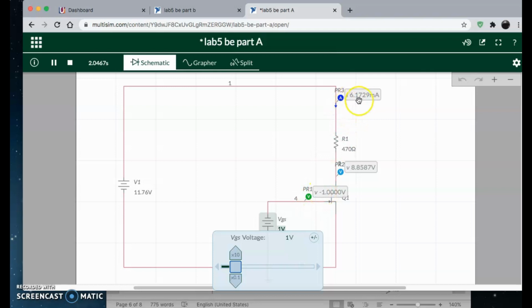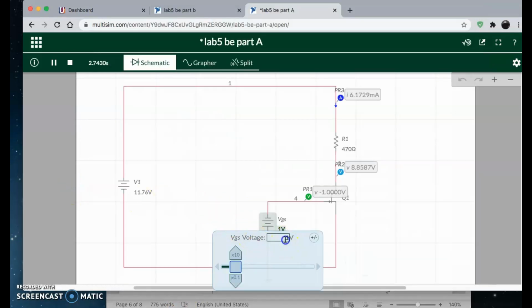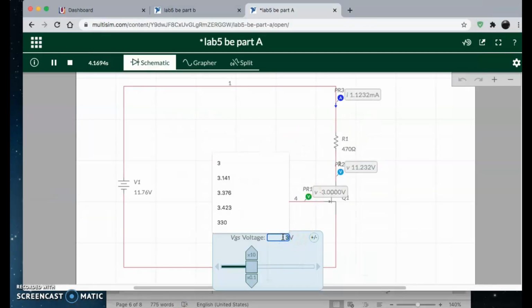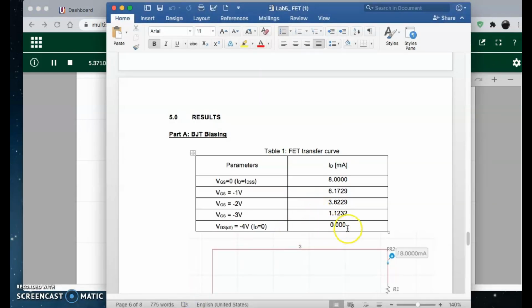So the current ID is 6.1729, like this. So for 2, we just change to 2 and got 3.6229, and for 3 we got 1.1232, and for voltage 4, we got this value, but this value is too small, so we only write 0 on that sheet.